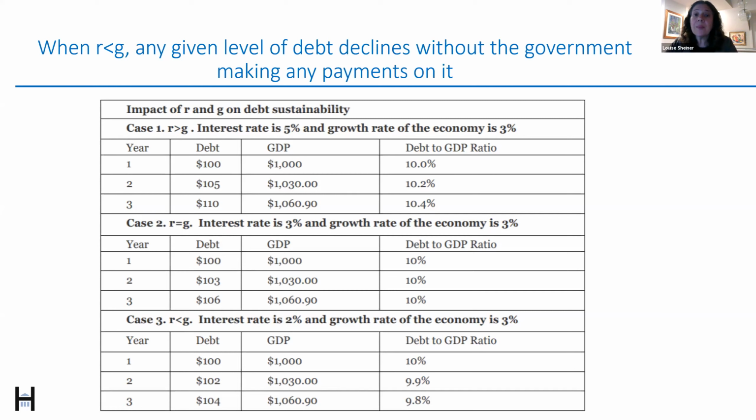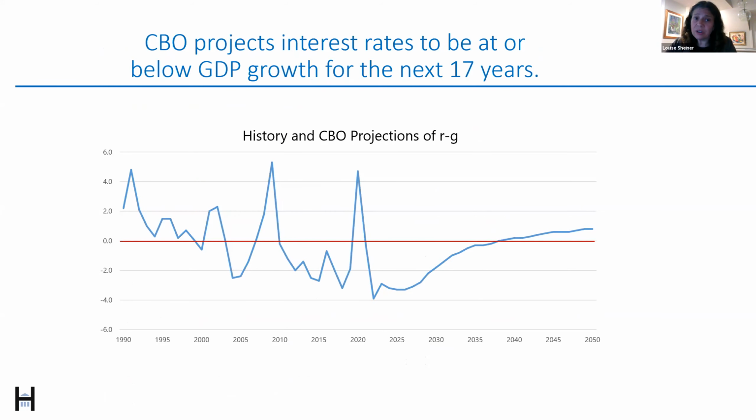So the R minus G dynamics are really, really important. This is a picture of R minus G. This is the average borrowing rate on federal debt minus the growth rate of GDP. You can see that these things spike during recessions very temporarily, and that's because G falls. So when G was negative, as it was in the second quarter when GDP fell 31% at an annual rate, R minus G spiked up.